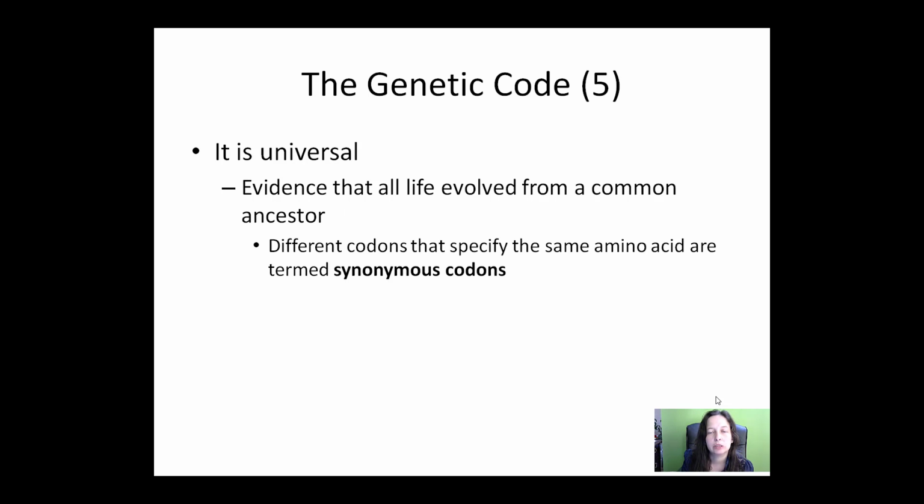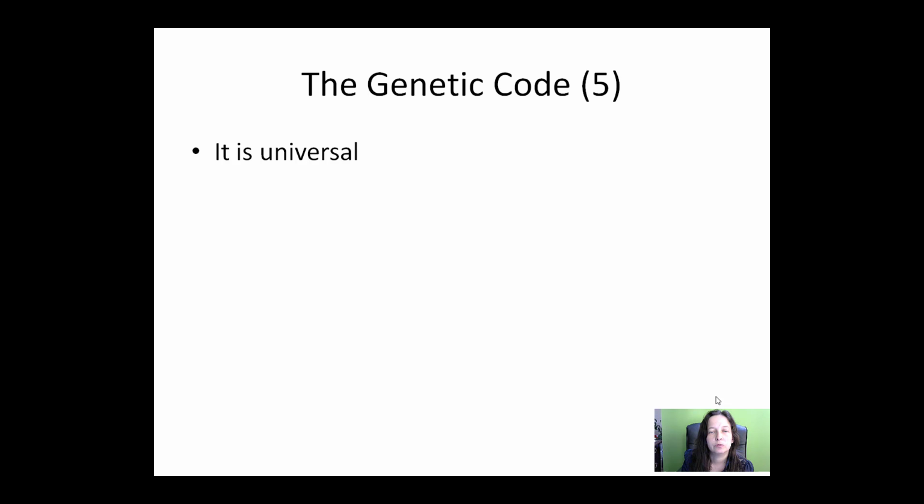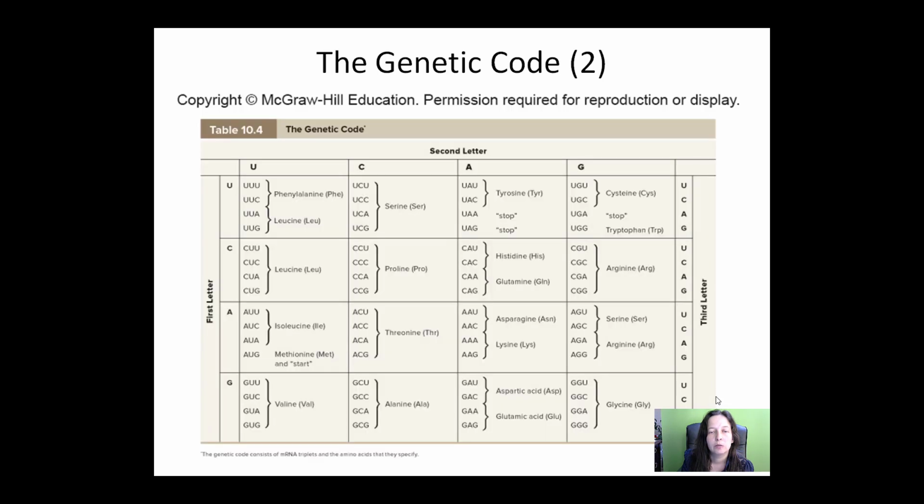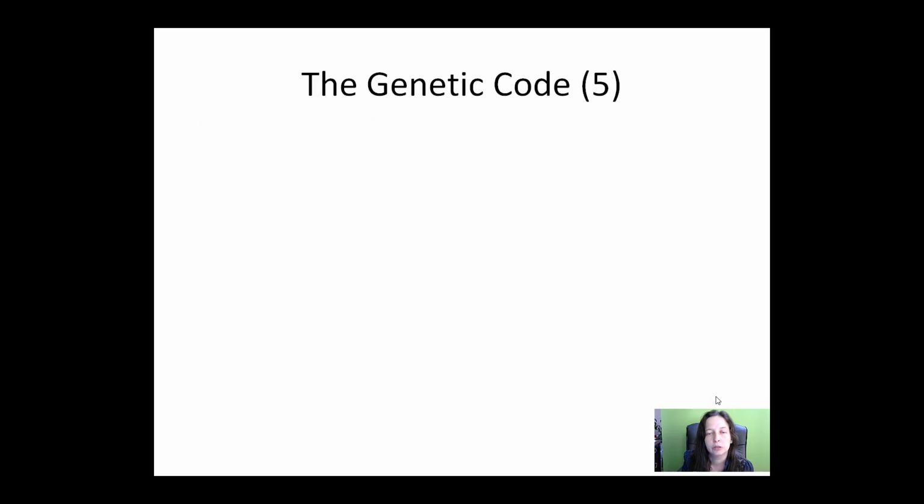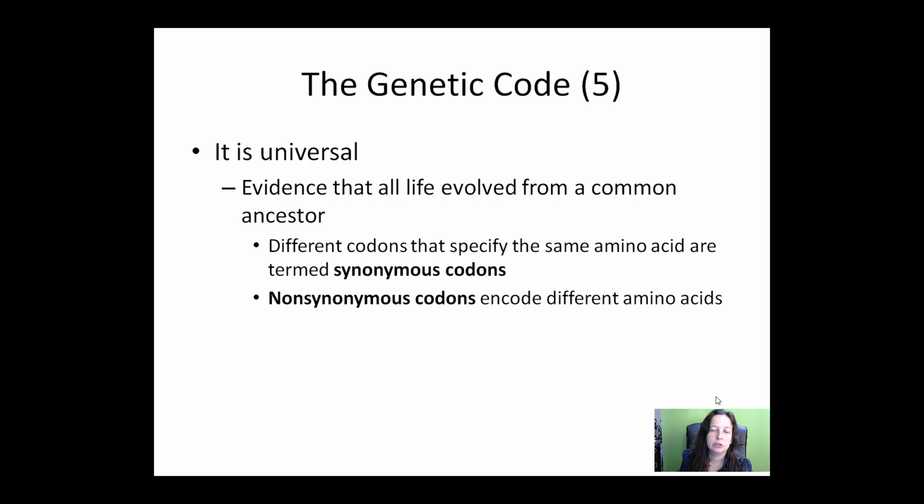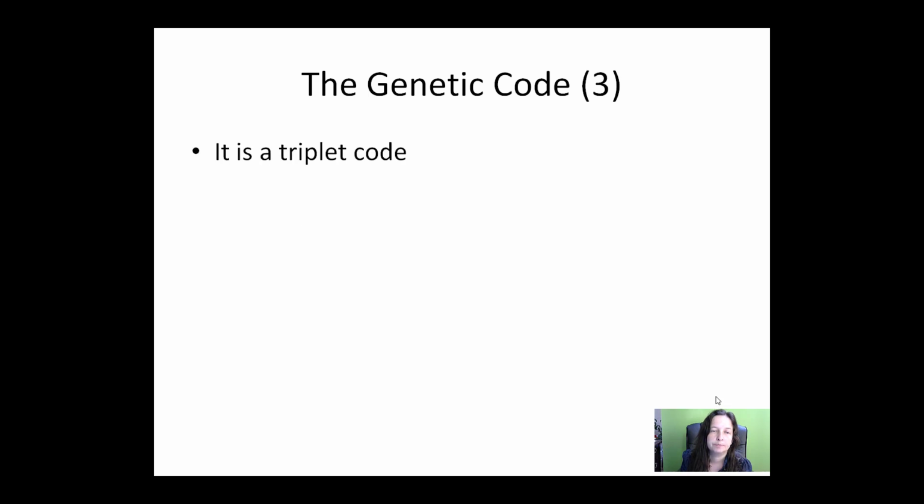Different codons that specify the same amino acid are termed synonymous. So if we go back to the table, proline: CCU, CCC, CCA, CCG, they all code for the same amino acid called proline. They are called synonymous codons. They differ only in position number 3 in the codon. Non-synonymous codons encode different amino acids.